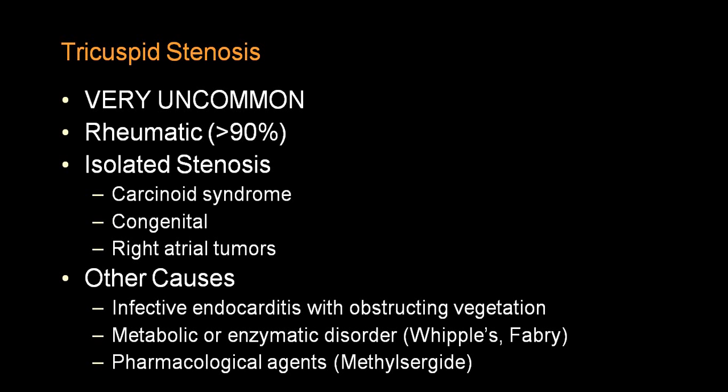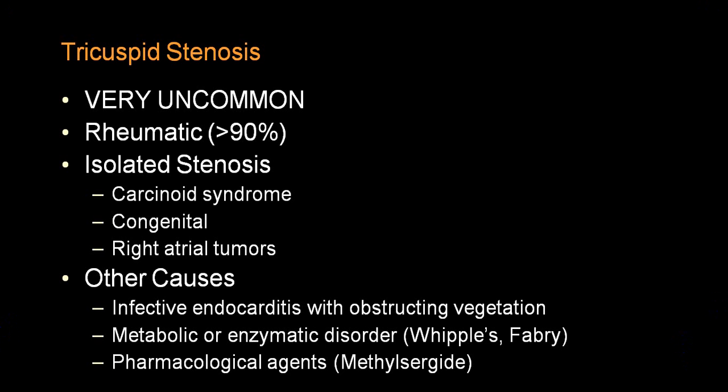Another rare cause is infective endocarditis, which produces a big vegetation producing obstruction, or Whipple's disease or Fabry disease, and once in a while a rare drug like methysergide, which can also produce fibrosis and tricuspid stenosis. But carcinoid syndrome is more common as compared to Whipple's and Fabry's. So these are rare conditions which can produce tricuspid stenosis among acquired groups.